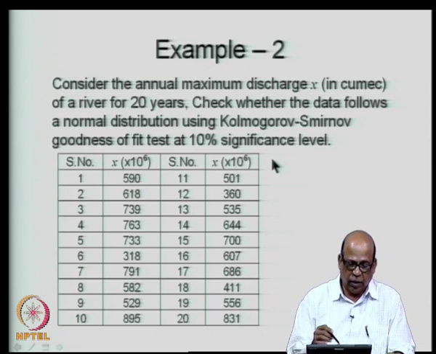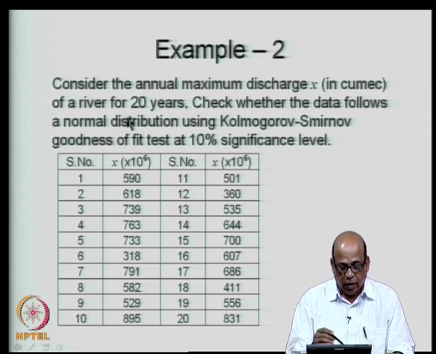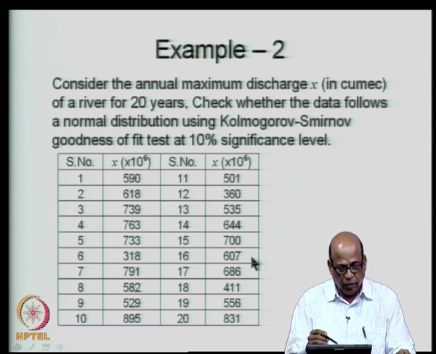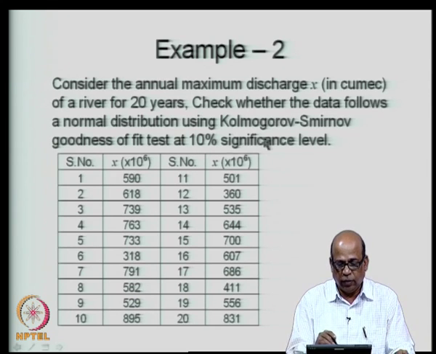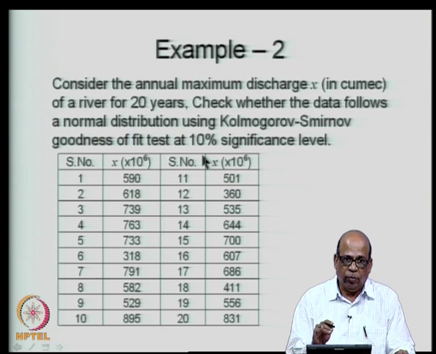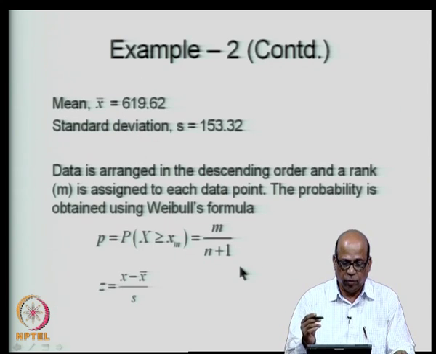So, we will do an example now. We will take 20 years of data and look at how we carry out the KS test. Now, these are the data values. First, we arrange the data values. I will explain everything through one table. We want to carry out the KS test at 10% significance level to examine whether this particular data can be assumed to follow a normal distribution.